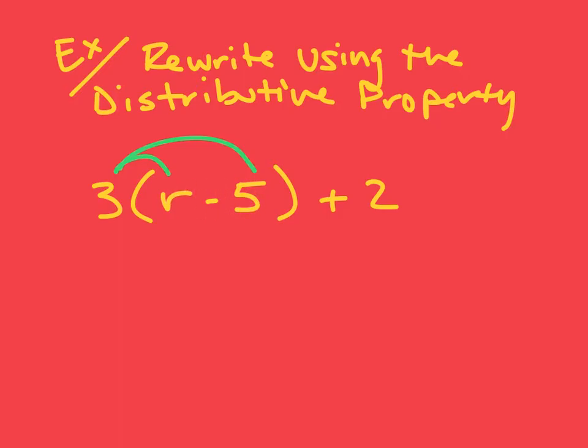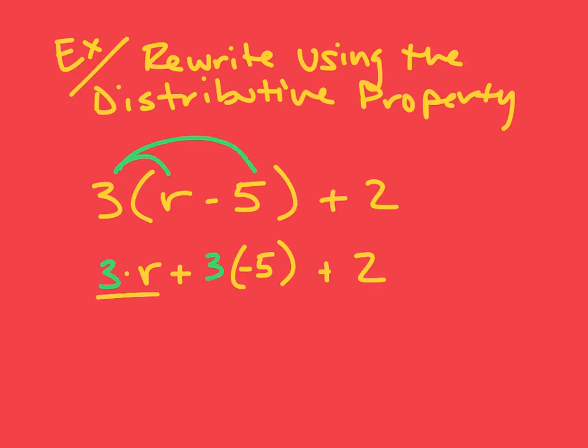So I'm going to take 3 times r. And then I've got 3 times negative 5. So what I do here, whenever I have a negative on the inside, and this is the part that screws people up, is that I'm going to put a plus here, okay? And I'm going to now take 3 and multiply it by negative 5, okay? And then on the last part, I've just got this single plus 2 out here, so I'm going to put in my plus 2.